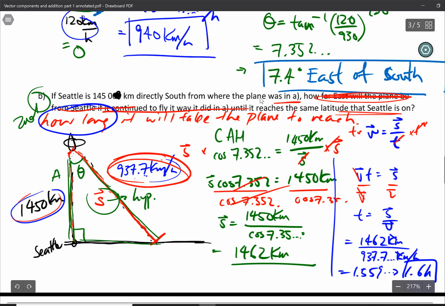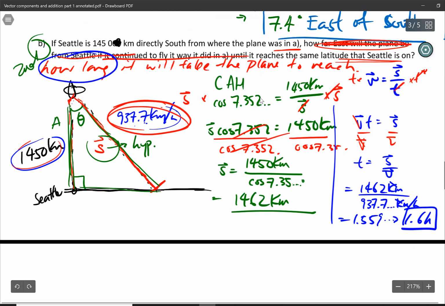Okay. Whew, okay, so that is the time. So just a little bit less than 2 hours to get to Seattle, well, to the same latitude as Seattle. Okay, so that's our first method.